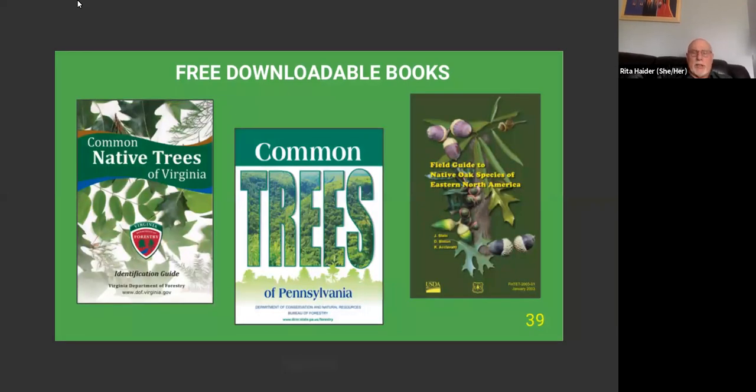Common Native Trees of Virginia is good, and most of the trees are common to Ohio. Common Trees of Pennsylvania. I've seen that in several versions, but the one with the green cover with the word trees spelled out in trees, that's my favorite edition of it. And then there's a good field guide to the native oaks of Eastern North America from the USDA. Those are all good downloadable free books.